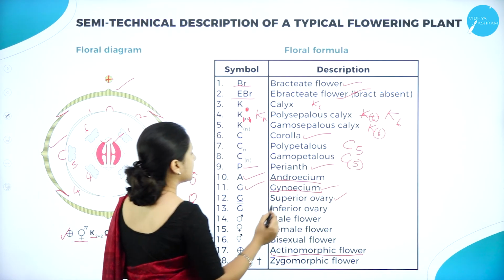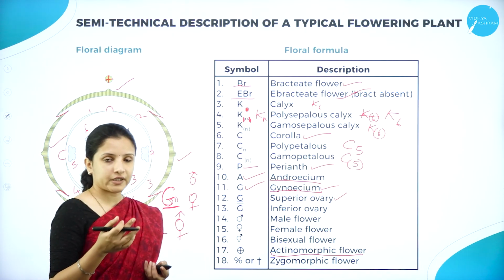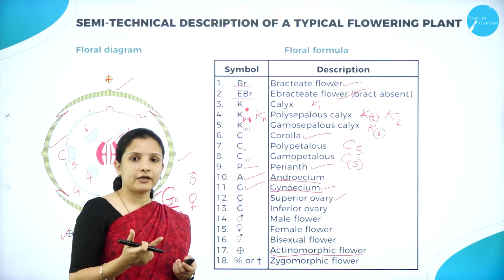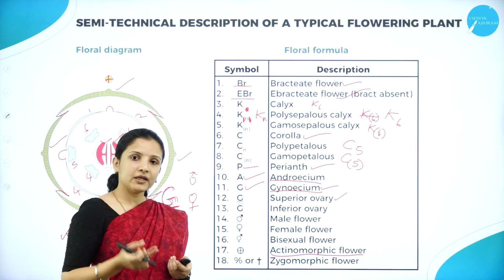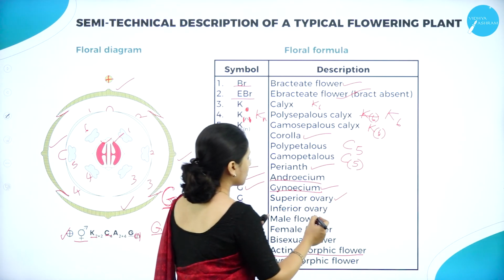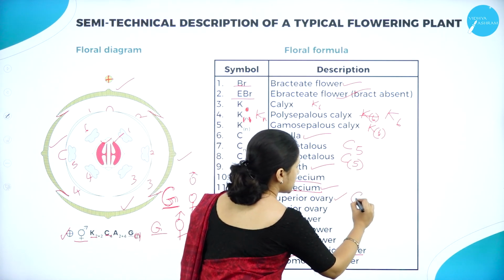Gynoecium is G, then ovary. Coming on to the ovary, now you can ask me, they could have written O, right? But why didn't they write it O? Because ovary is a part of the gynoecium. So what they have done is, for superior ovary, they have written it as G.